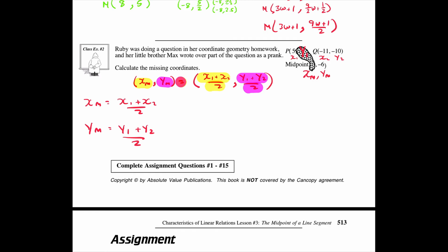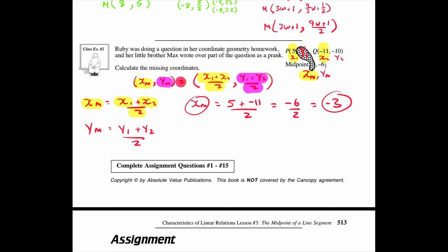Okay, so let's deal with the x first. We've already labeled everything up here, but let's now take these values and substitute them into that formula. The x midpoint is unknown, so we write xm equals. Now we want to find x1 and add it to x2, divided by 2. x1 is 5, and x2 is negative 11. So the x midpoint equals 5 plus negative 11 divided by 2. That's negative 6 divided by 2, which is negative 3. So negative 3 is the x midpoint.